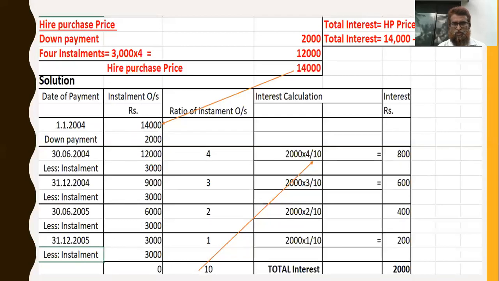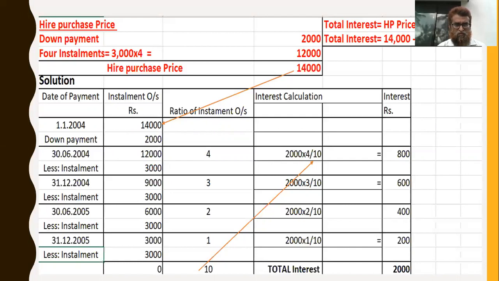Now let us calculate the total interest. Total interest is equal to hire purchase price minus cash price. So hire purchase price is 14,000, cash price is 12,000. So the total interest amounts to rupees 2,000. Now you draw a table with 5 columns. First column is date of payment. Second column is installment outstanding. Third column is ratio of installment outstanding. Fourth one is installment interest calculation. And fifth one is interest amount. Fourth and fifth are the same thing. It relates to the calculation of interest.